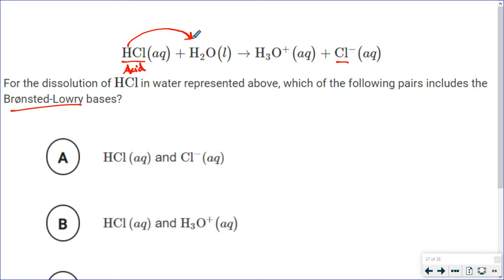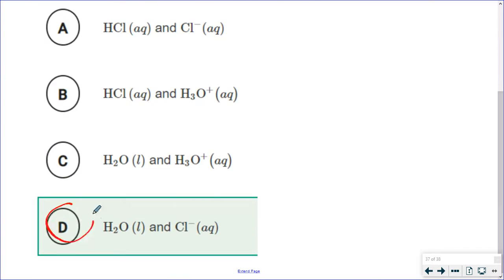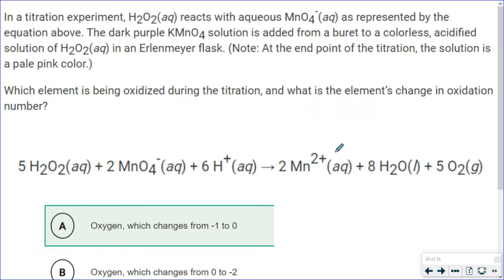Well, the H2O accepted the proton. That's how it turns from H2O to H3O+, so that makes this a base. Going backwards from the reaction, if we start on the product side and go to the left, chlorine would have to gain a proton to turn back into HCl. And so this is the proton donor, and this is the proton receiver. So this is the base, and this is the acid. So what are we looking for? H2O and Cl minus. Where do we find that? Right here, D, H2O and Cl minus.